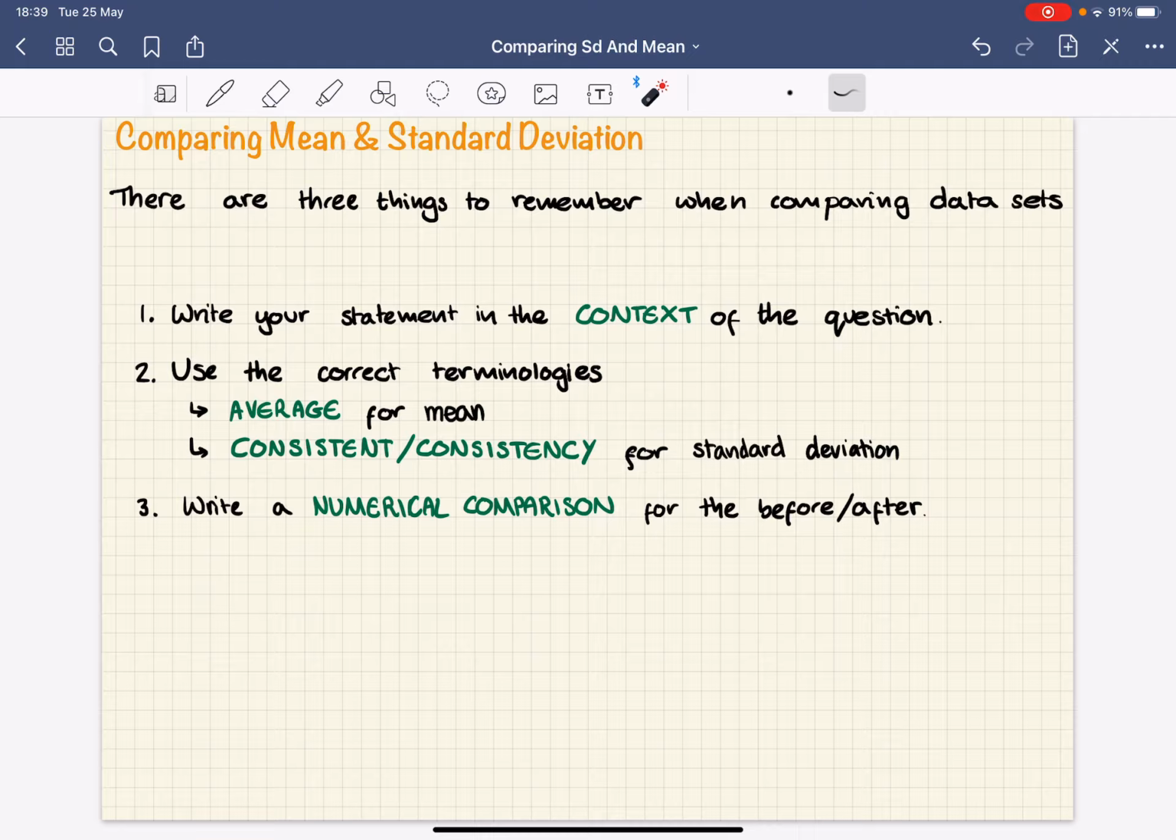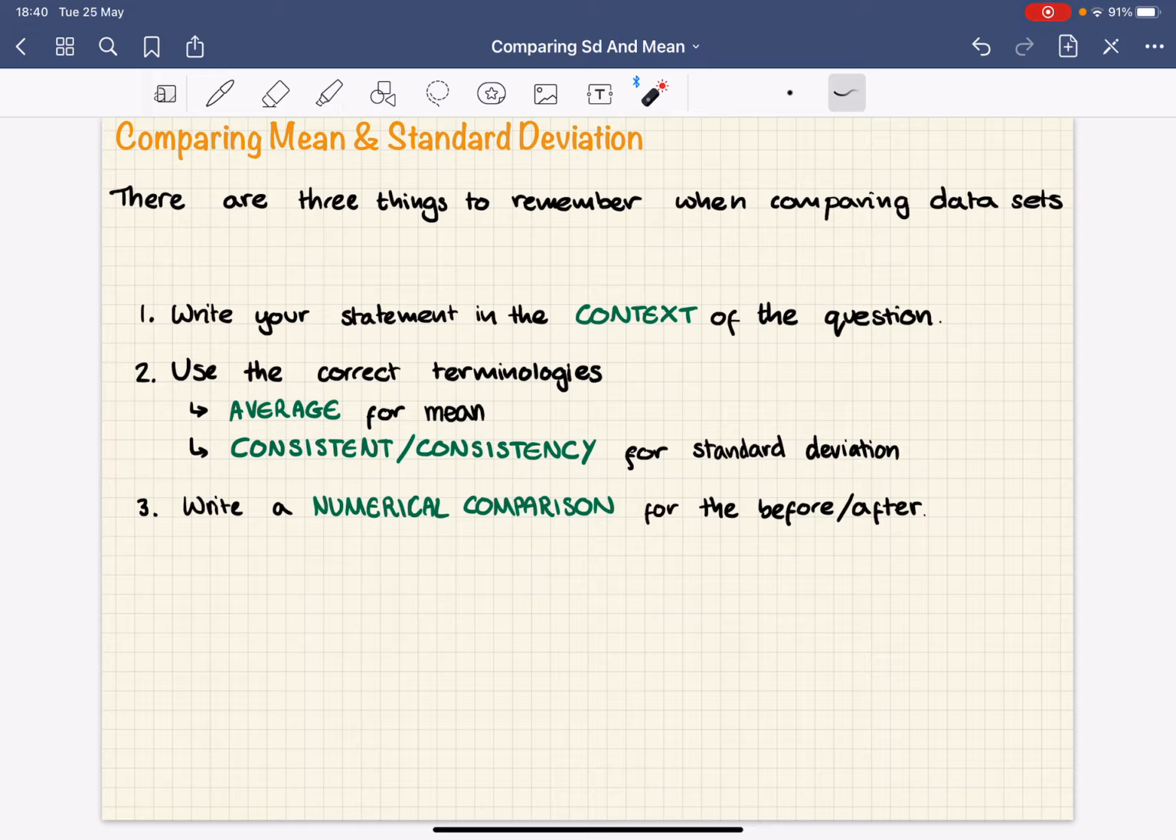Alright, so in this video we're going to be looking at comparing the mean and the standard deviation in two sets of data. Now the key thing to remember here is this is the exact same as when we compared data with the median and the semi-interquartile range. So in this case we now use that word average for when we're dealing with the mean, whereas before average was for our median. And we still use this term consistent or consistency for our standard deviation, whereas before we did it with the semi-interquartile range.